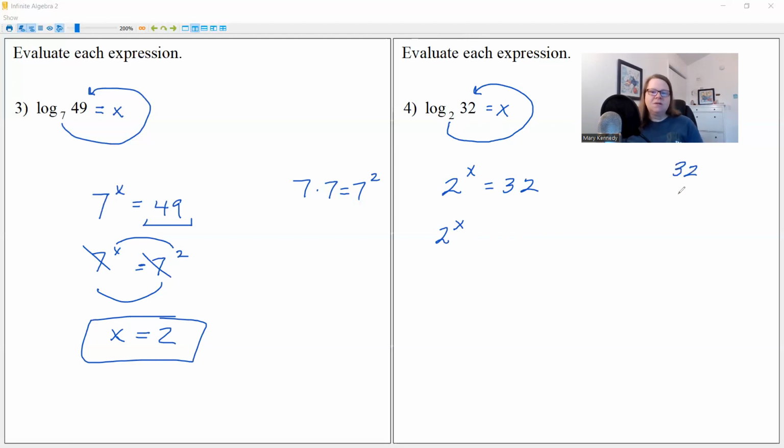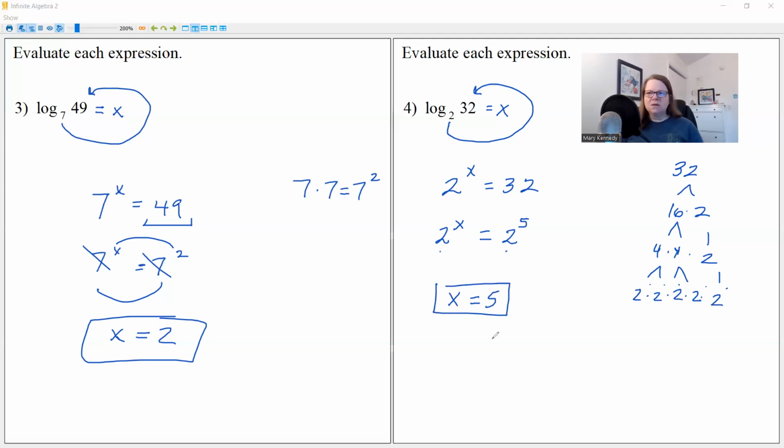But 32, let's see, that's like 16 times 2, or maybe you even thought of 4 times 8, right? Either way works. Let's see, 16 is like 4 times 4, and then I've got a 2, and then the 4s can break down into 2 times 2, and then there's that 2 left over. So 2 times 2 is 4, times 2 is 8, times 2 is 16, times 2 is 32. Okay, so I can write this as a base of 2 to the 1, 2, 3, 4, 5, 5th power. Okay, and the rule is that if your bases are the same, then your exponents have to be equal. So this is x equals 5.